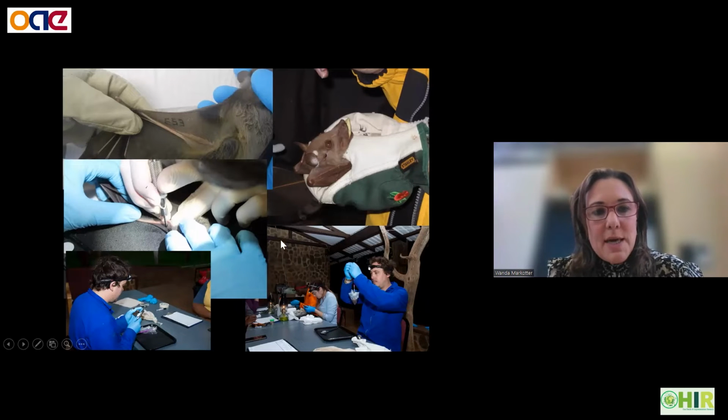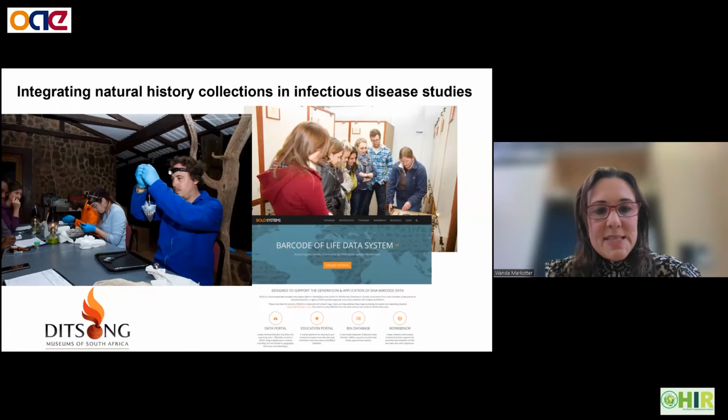What's also very strong in our programs is the taxonomy of the species. So we work very closely with museums and make sure we're always correct in identifying our bats, also using molecular methods. So this is something that we've really invested in over the years in South Africa.